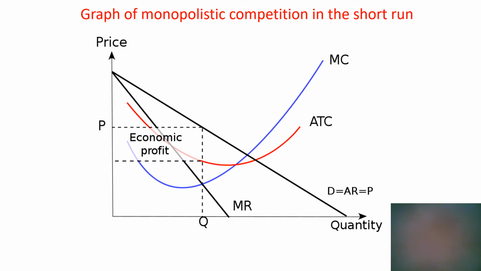The graph of monopolistic competition is somewhat similar to the graph for monopoly. The demand curve is downward sloping. The marginal revenue curve, as a result, sits below the demand curve. We include our marginal cost and our average total cost curves in order to allow us to recognize if there is any profit. And in the short run, there is economic profit. Our profit maximizing output is still where marginal revenue intersects marginal cost.